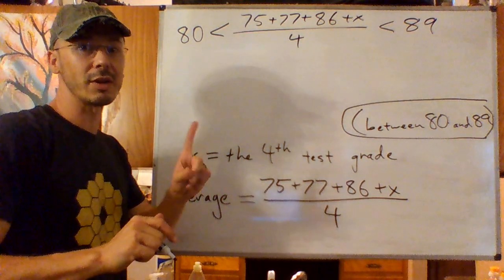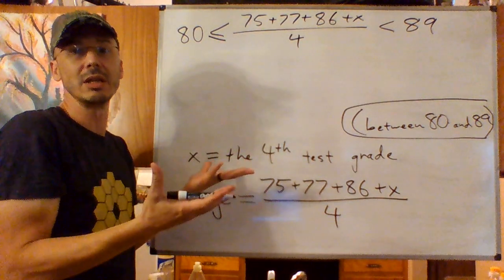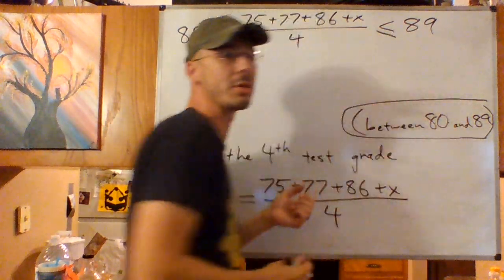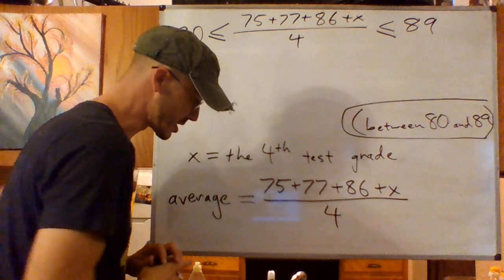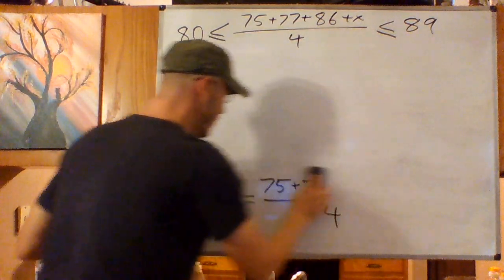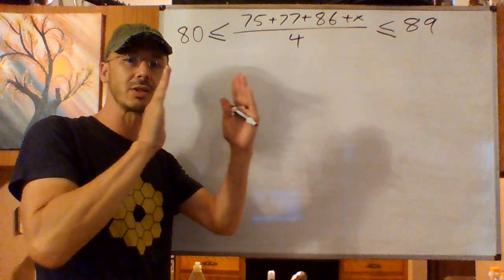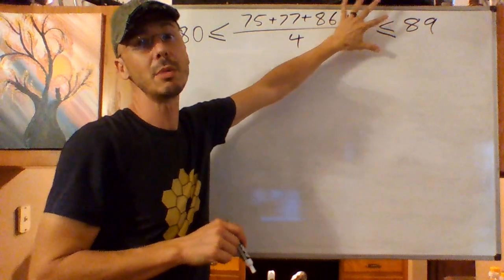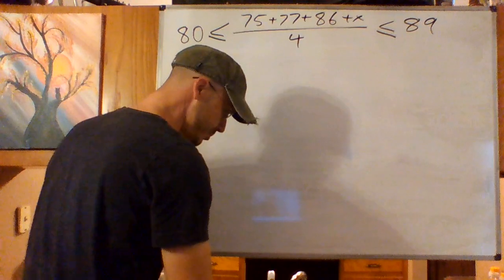Okay, one little modification though. I think if you get an 80, that's a B if it's the 80 to 89 range. And if you get an 89, that's probably a B also. If you get over that, you're in the A territory. But let's call these less than or equal to inequalities. And I'm going to solve this to figure out not the single value of the test grade, but the range of values for the fourth test grade that will keep this average in the B zone, or the B interval.